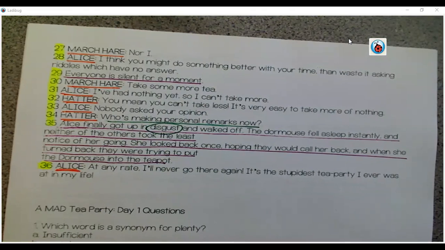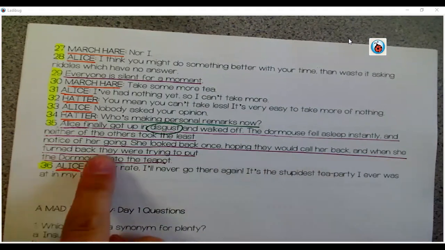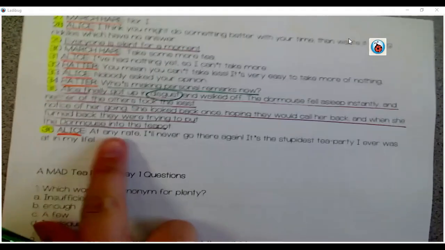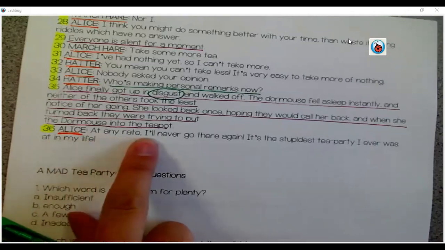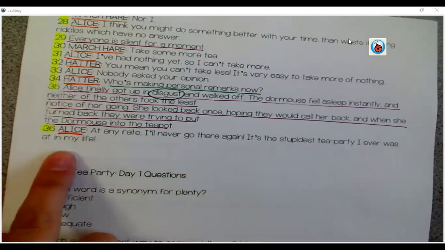The dormouse fell asleep instantly, and neither of the others took the least notice of her going. She looked back once, hoping they would call her back, and when she turned back, they were trying to put the dormouse into the teapot. Alice, at any rate, I'll never go there again. It's the stupidest tea party I ever was at in my life.